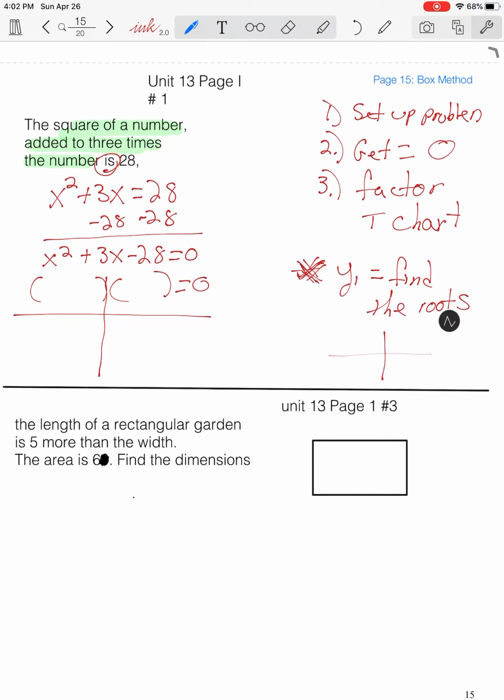So if you go into y1 and look at your roots, remember the roots are where it crosses the x-axis. So here, if I put that in, my parabola would look like that. Why don't all of you right now go to your calculator, go into y1, and you're going to put in x squared plus 3x minus 28 into your calculator. Find the roots. Everyone now do that. Find your roots.